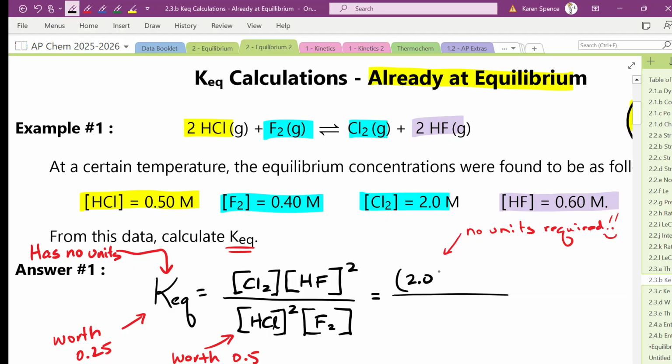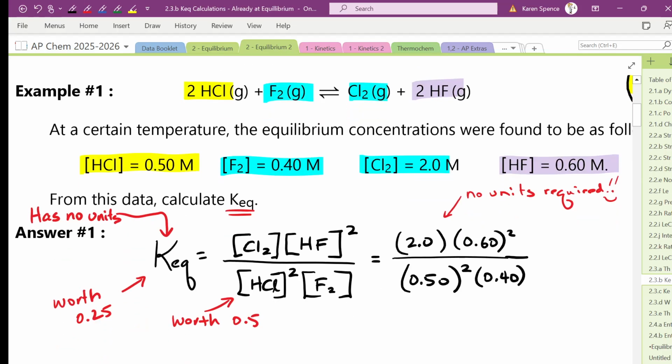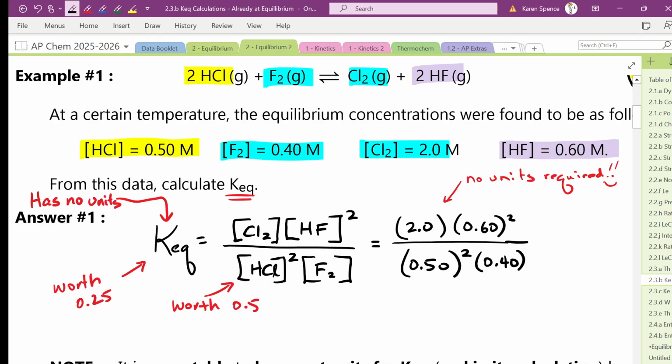All right, so we got 2.0, and then we're going to multiply that by the HF, which is 0.60, and that's going to be squared. And then we've got HCl, which is 0.50 squared, and F2, which is 0.40. All right, and things you should make note of. What kind of brackets are these? Square brackets, because we are designating that is a concentration. Concentration is designated by square brackets.